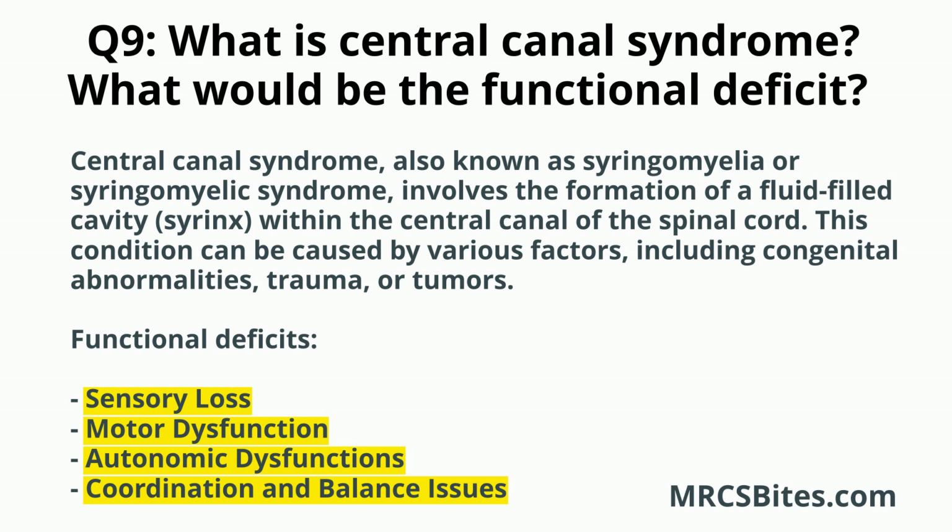In some cases, central canal syndrome can affect autonomic functions, leading to issues such as changes in blood pressure, sweating abnormalities, or problems with bowel and bladder control. If the syrinx affects the posterior columns or cerebellar pathways, it can result in difficulties with coordination and balance, leading to ataxia. The symptoms and severity can vary based on the size, location, and rate of progression of the syrinx. Early diagnosis and management are crucial to prevent further neurological damage.